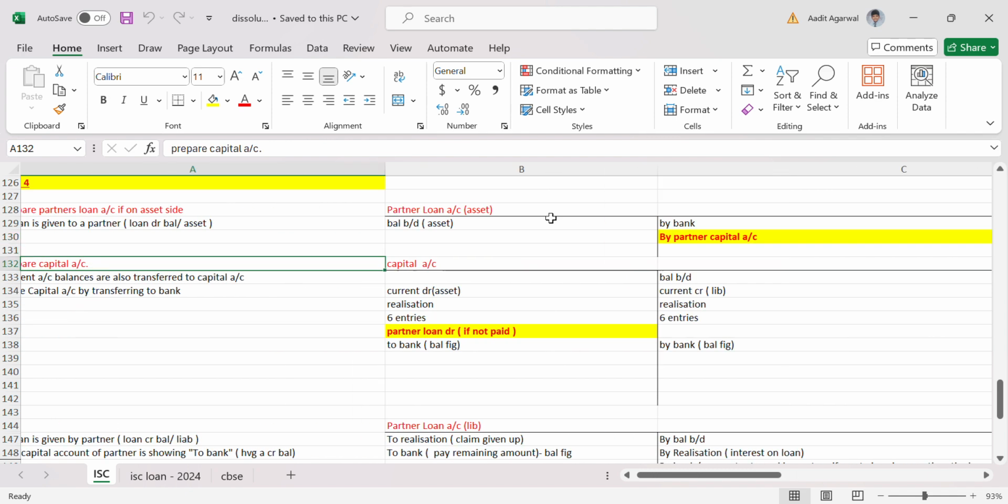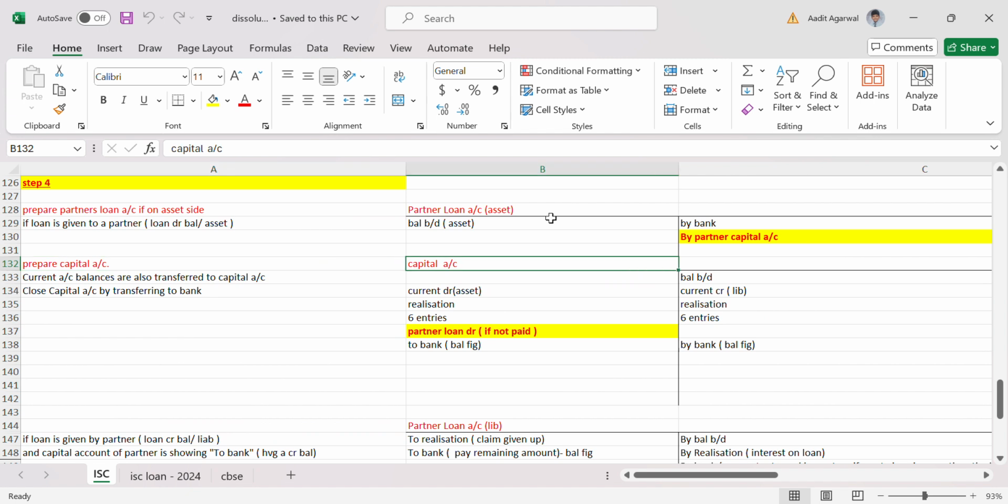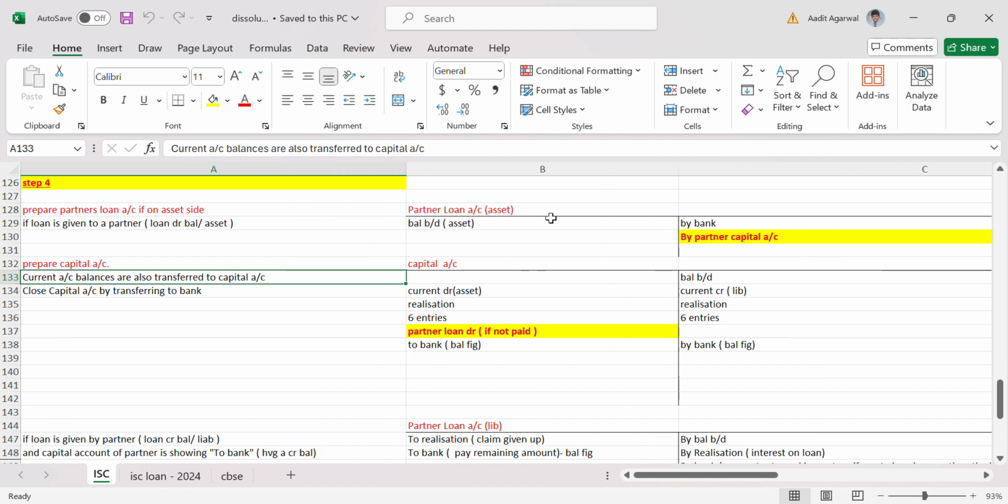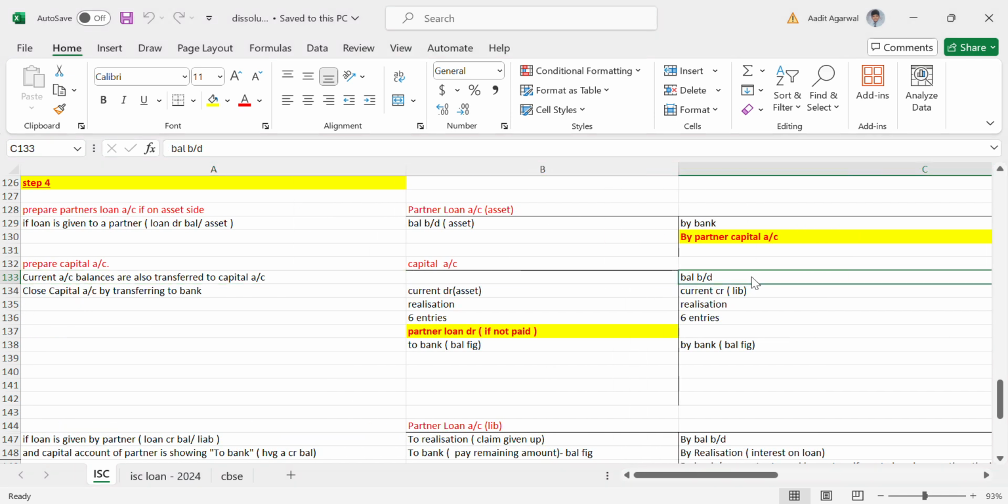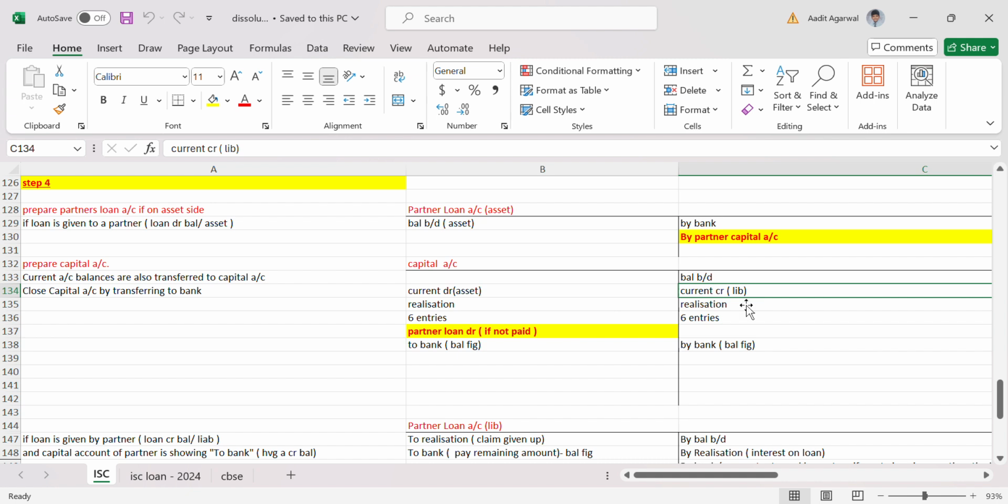The second ledger account that we will prepare is the capital account of each and every partner side by side, as you have learned in your previous partnership chapters. For every capital account that you're preparing, the opening balance is usually on the credit side because it's always appearing on the liability side. Also transfer the partner's current account balances. If it is on the asset side, put it on the debit side. If it's on the liability side, put it on the credit side.